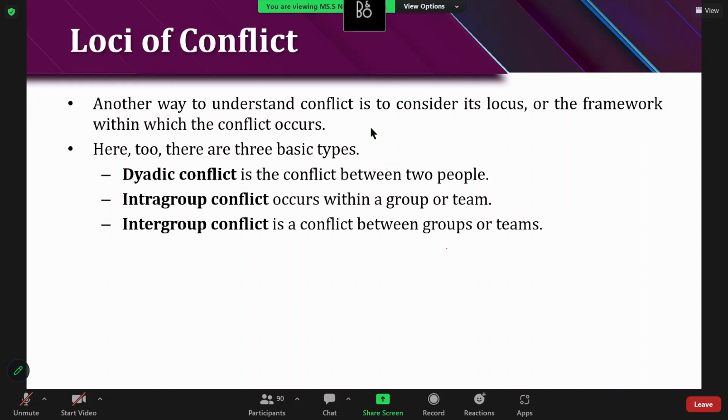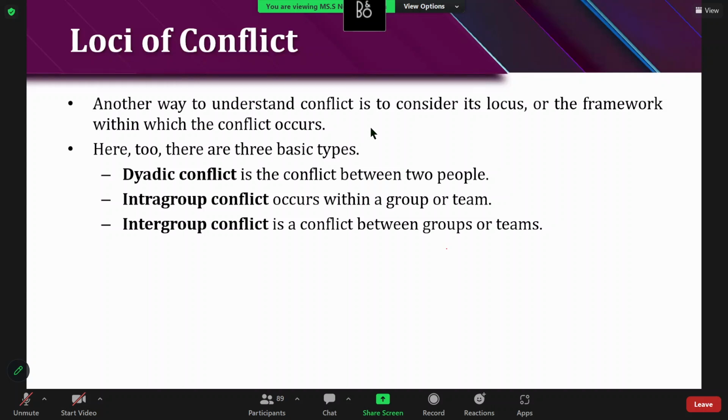If the conflict arises in such a nature between those marketing specialists or experts only, then that is called the intra-group conflict. Intergroup conflict, in the sense, it is the conflict between the groups or teams. It is not within the group or team. It is between the groups.